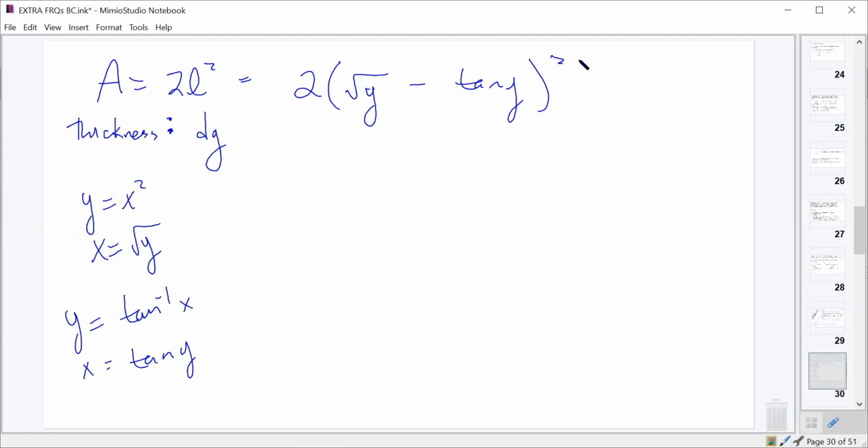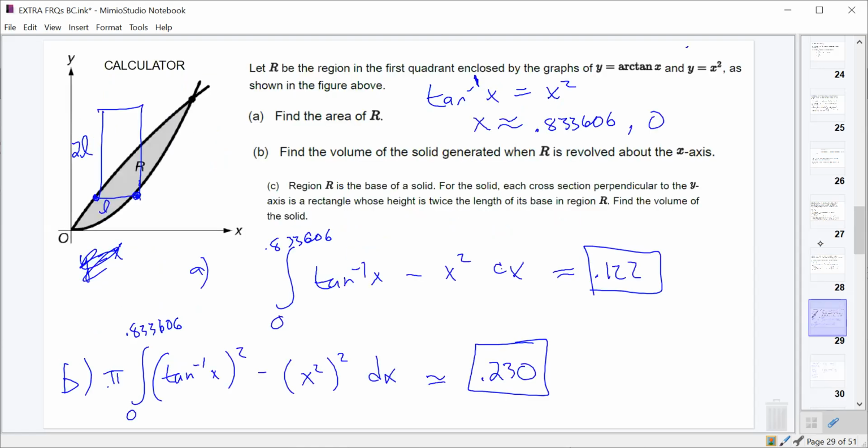Everybody good with that setup? And then we will integrate from 0, and put the 2 out in front, root y minus tangent y, squared dy, and we still need to find this upper limit. So we found the x coordinate at which those intersect before, but now we need the y coordinate at which those intersect.